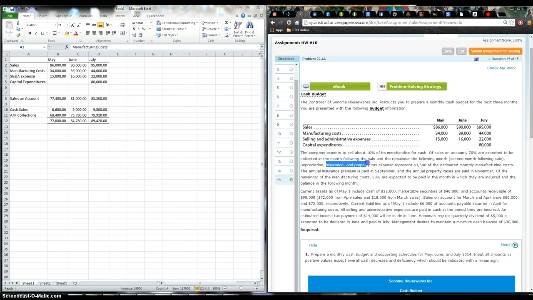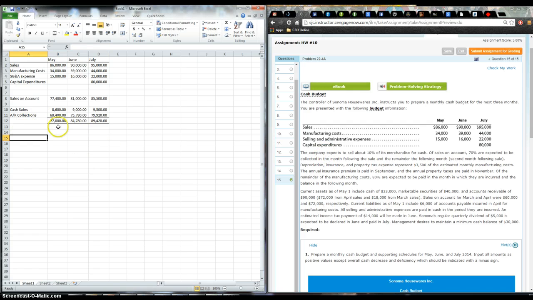Well, insurance and property tax expense are typically cash expenses, but it goes on to say the annual insurance premium is paid in September. So insurance is prepaid, it's paid in advance, and we pay that in September. So we're just going to amortize some of that prepaid insurance for the expense here. We won't have any cash outlay because neither of these months are September. And the annual property tax is paid in November. Same deal. They're not in these months. So we have $3,500 worth of non-cash items.